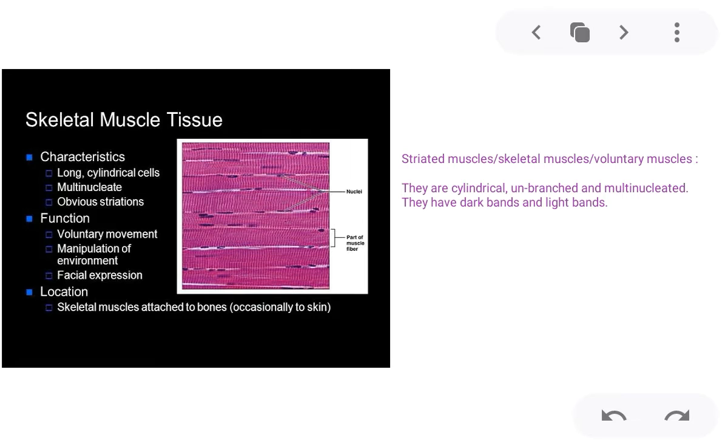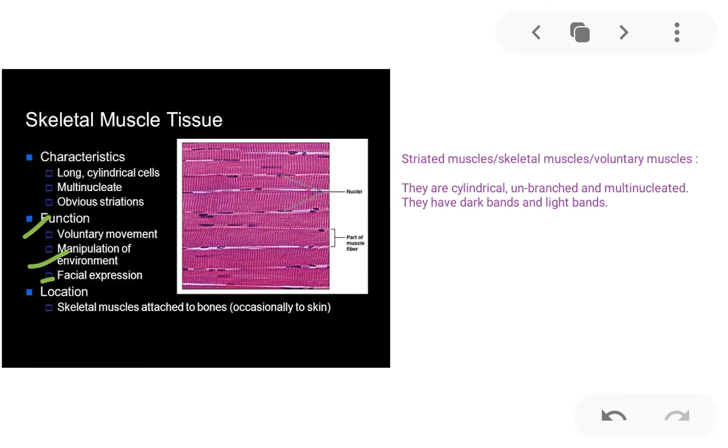Function-wise, what are the voluntary functions? Voluntary movement, manipulation of the environment, meaning according to environmental stimuli, these muscles can perform the response. They contract and relax and perform the response. Another example is facial expressions. Suppose you are frowning or angry or smiling, all your facial muscles are involved in giving the particular facial expression. So these three are some examples of the functions.